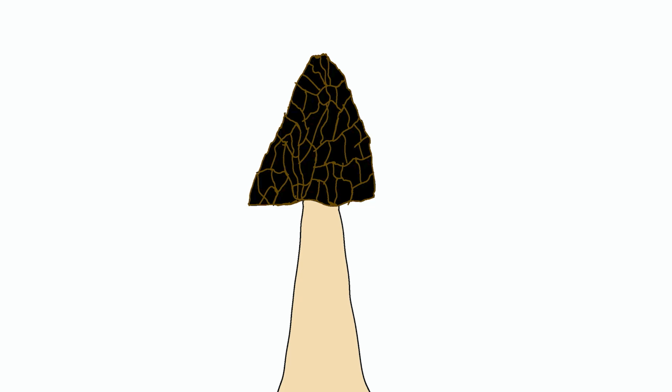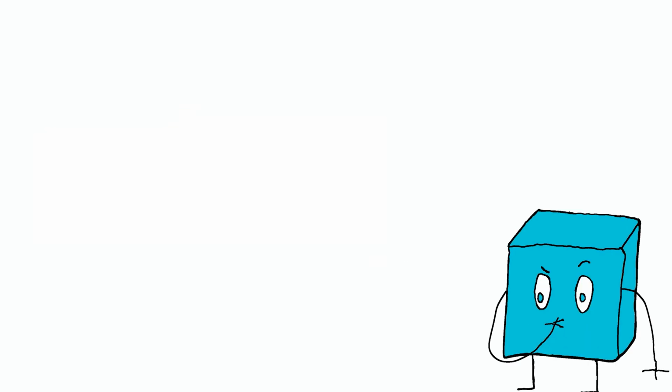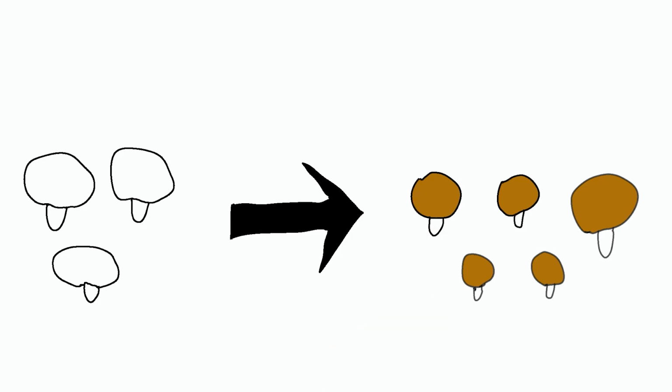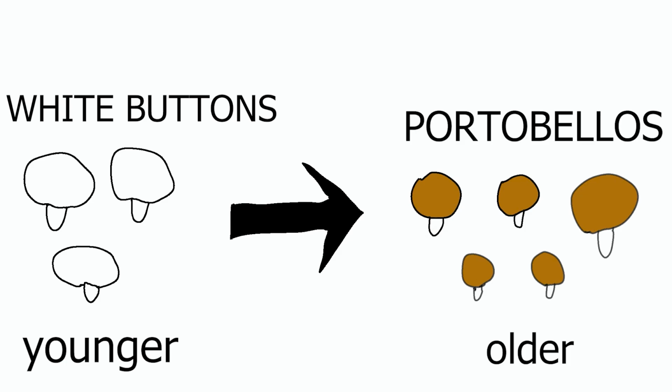Next is Morchella species, famous for their honeycomb-like caps, nutty flavor, and unmistakable meaty texture. They are highly coveted by foragers and chefs, often demanding premium prices. The most famous type of mushroom is probably the white button and portobello, Agaricus bisporus, most commonly used for cooking. White buttons are the youngest, while mature versions with deep earthy flavors are sold as portobellos.